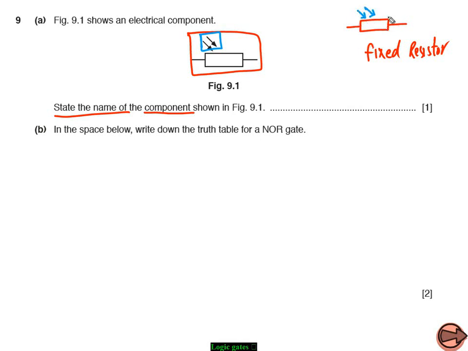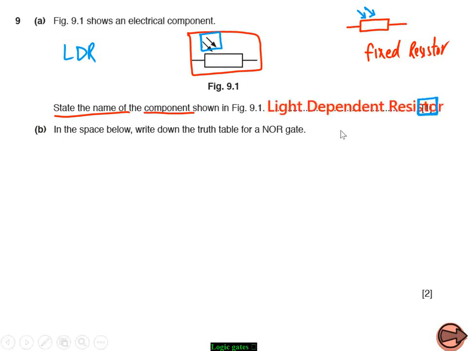If light is shining on the resistor, we can also simply say that its resistance depends on light, and we call this type of resistor a light dependent resistor, which we often call LDR. This part has only one mark. We simply need to write the name of this component. So here is our final answer. We simply need to write down LDR, or light dependent resistor.